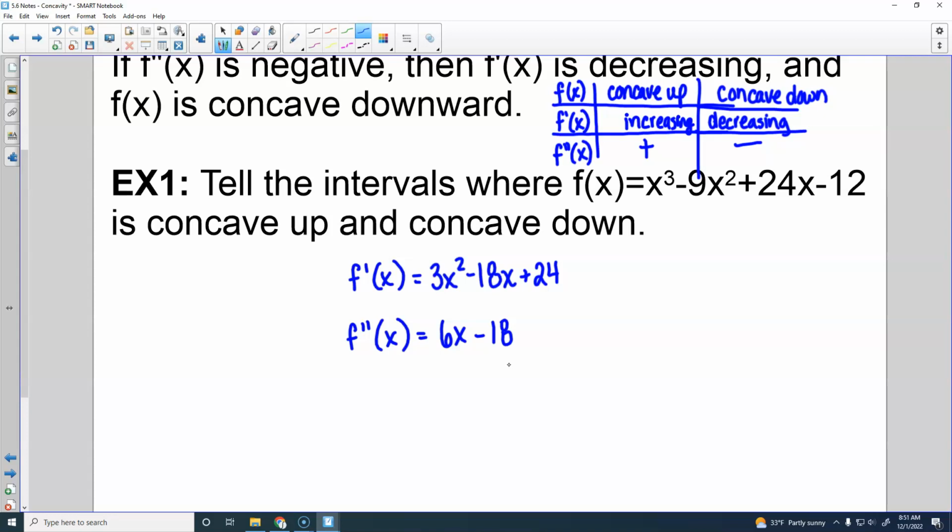So a lot like we did when we were looking for relative maximums or minimums or increasing or decreasing, we want to look at the second derivative and make a sign line for that. So we want to know where this second derivative equals 0. These are not called critical points. Critical points are the zeros of your derivative.